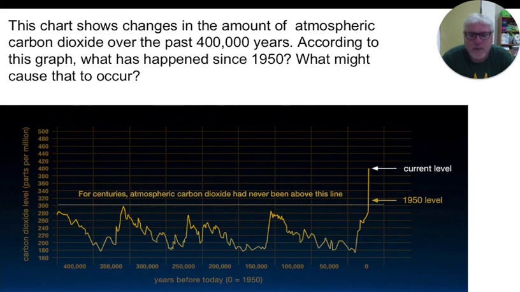Our current level is at 400, so it's grown in 70 years. It's grown more than it has at any other time in history that we can see. What might cause that to occur? Well, population growth. Let's see, 2.6 billion people on Earth in 1950, and now we're at about 7.8 billion people who have to be fed, who have to go from one place to another. So, human impact, okay, causing atmospheric CO2 to rise, perhaps.